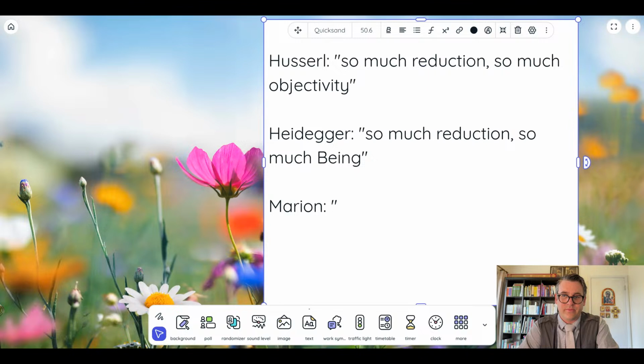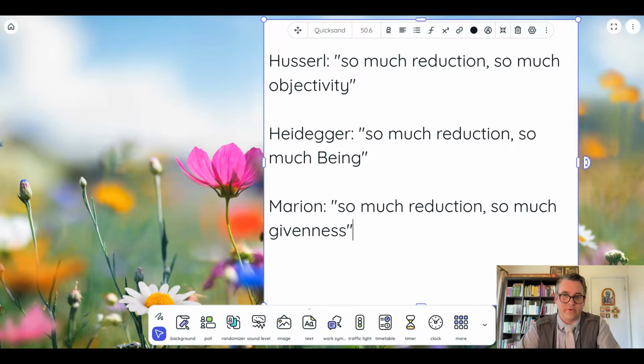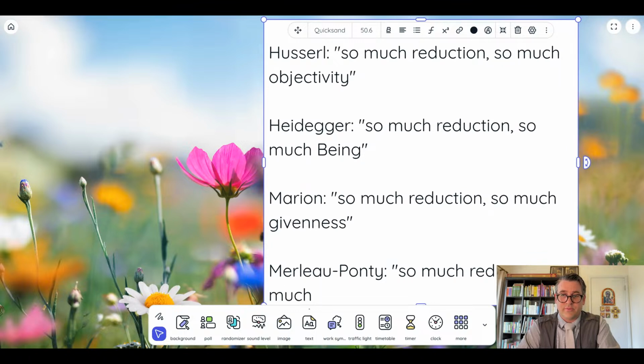But for Marion, so much reduction, so much givenness, Gegebenheit, Donation, so much giving, so much gift. You see how the reduction is more radicalized over time, from Husserl to Heidegger to Marion. With someone like Merleau-Ponty, we might say so much reduction, so much perception. With someone like Michel Henry, we might say so much reduction, so much manifestation, so much life.